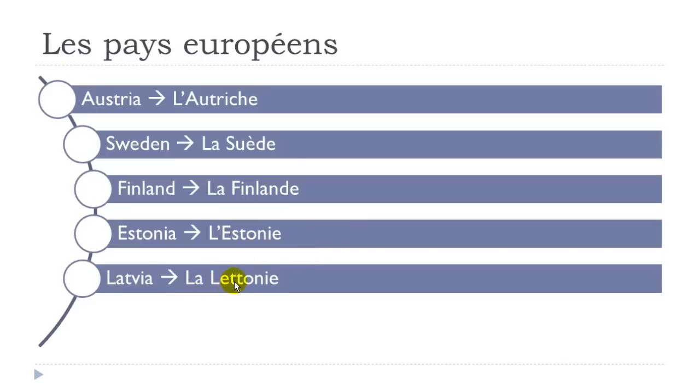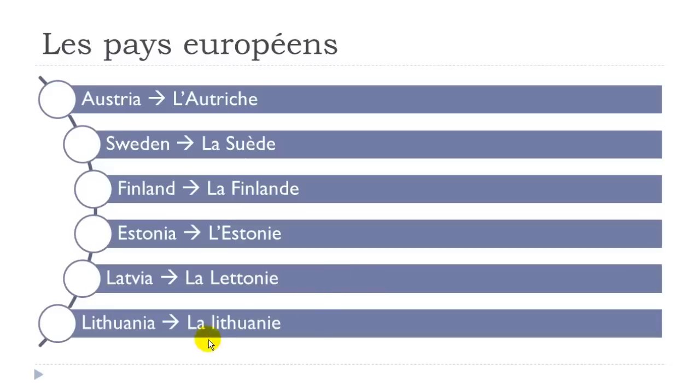La Lettonie. So remember, when you get this e and then a double letter like that, t, t, okay, then you will have to open your e and it will become e, le, Lettonie. La Lettonie. La Lituanie. Remember in French, H doesn't exist, okay, so you don't pronounce it, and it's li, tu, a, ni, Lituanie. La Lituanie.